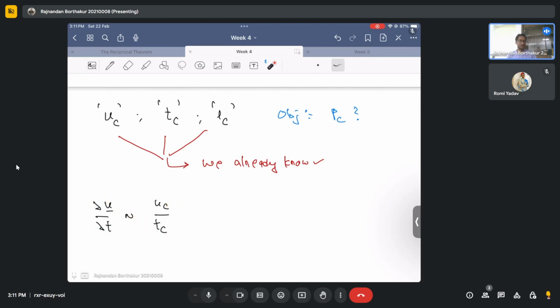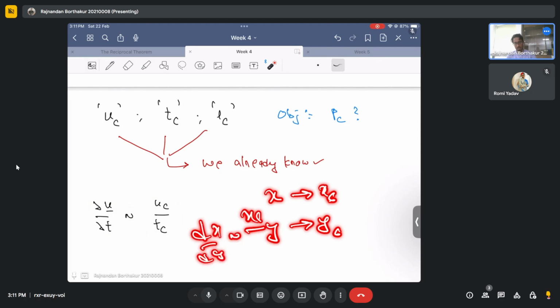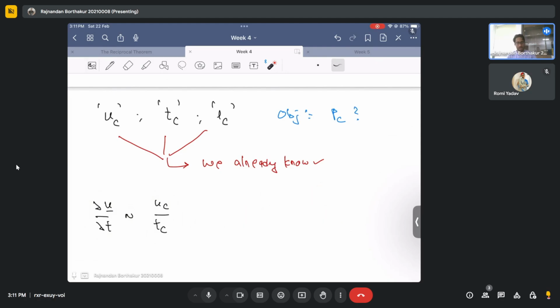And we saw this in the last class, that if I have a quantity x which scales as xc, and if I have a quantity y which scales as yc, then dx by dy will essentially scale as xc by yc. Okay. And remember, this is not exactly equal. It will be wrong if you write del u bar by del t equal to uc by tc. This is absolutely wrong, because this is not exactly equal to UC by TC.